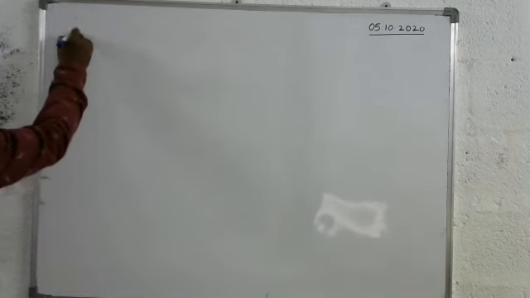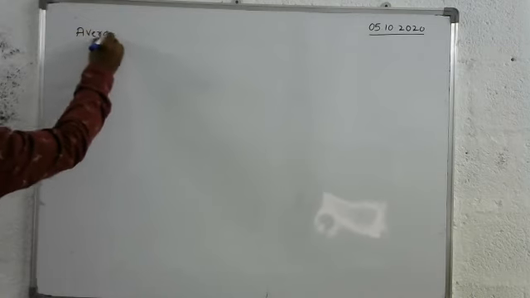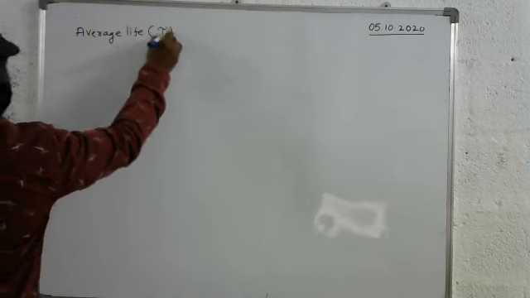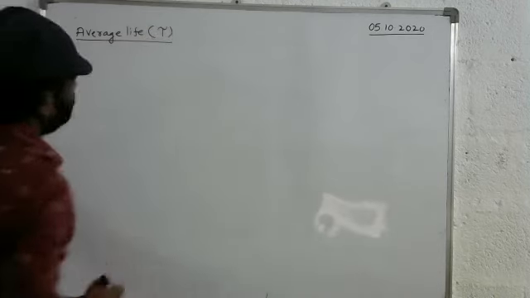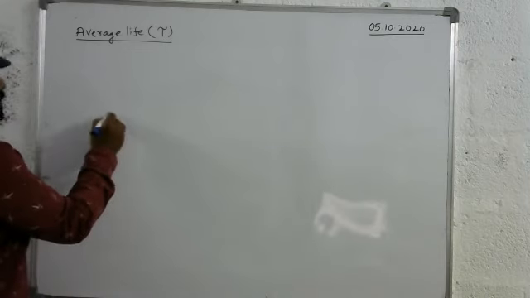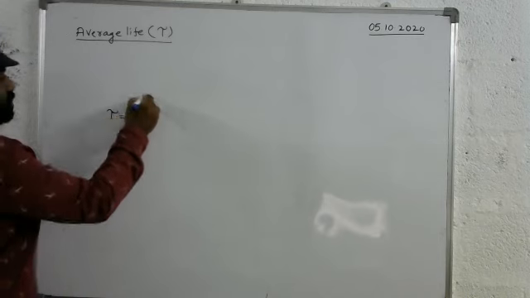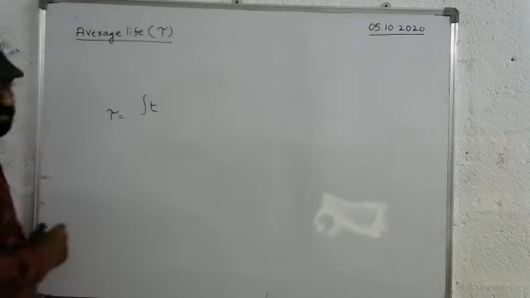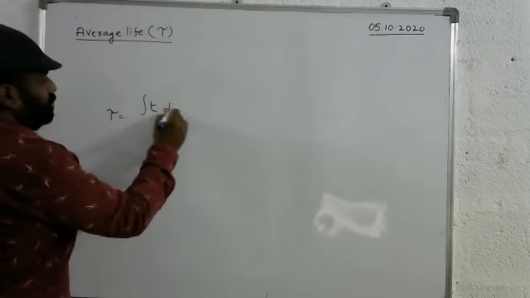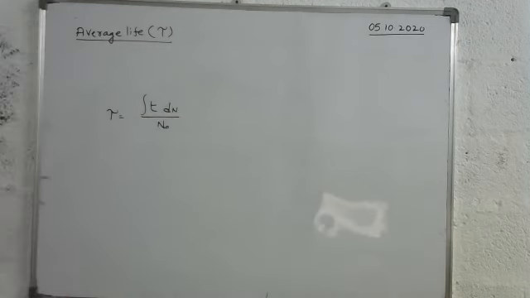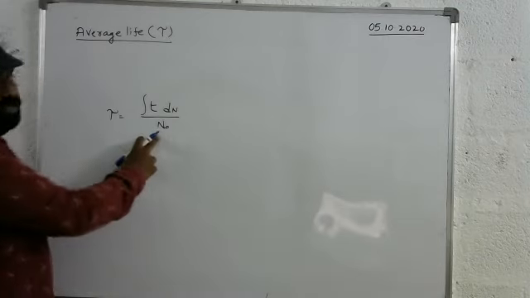Next, average life. Average life is represented by the letter tau. It is not a T, it is a tau. What is the average life? Average life is defined as tau equals total, where total is represented by the integral sign. Total lifetime T. Total lifetime of all the nuclei to the original number of nuclei. This is the average life.